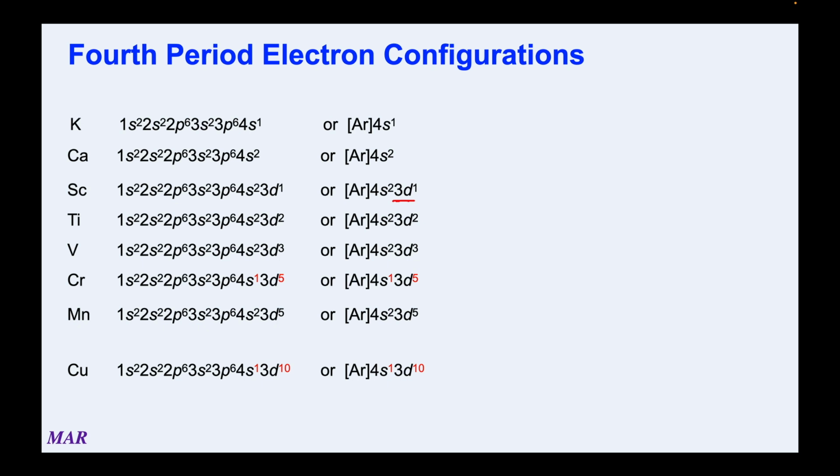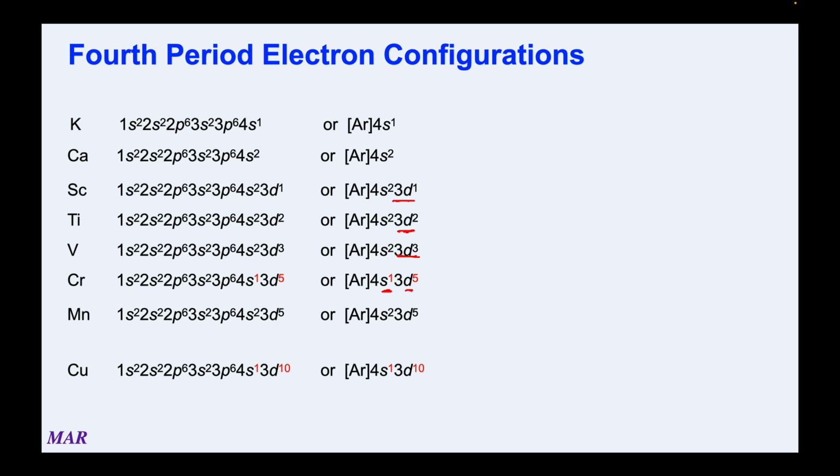Titanium, one more electron than scandium, would be 3d2. Vanadium would be 3d3. But look what happens when you get to chromium, because chromium would have one more electron than vanadium. And for whatever reason, electrons jump ship from the s to the d. So instead of chromium being a 4s2 3d4, the actual configuration is 4s1 3d5. And this is one of the exceptions to the so-called n plus l rule.